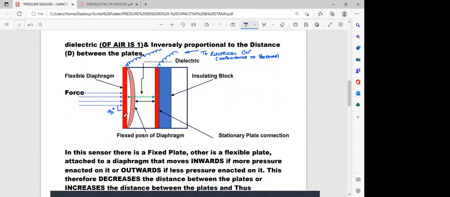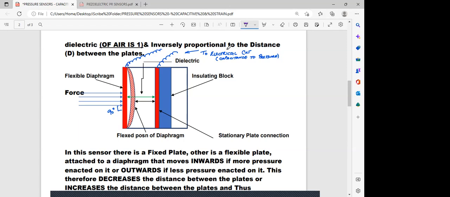Here's another plate, but this plate is a diaphragm, a metal diaphragm that is flexible. Whenever force is acting at 90 degrees to this surface area, this diaphragm is obviously going to get deformed, so it will be depressed inwards. From this flexible diaphragm, you have another connection going to the electronic circuit that is going to be changing capacitance into a level.